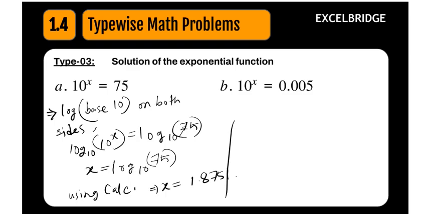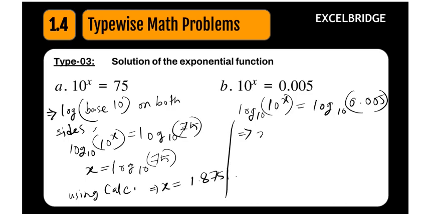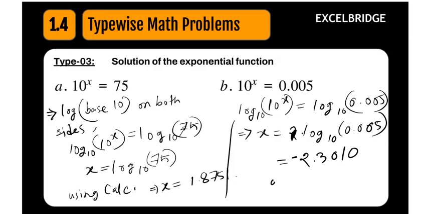So in this type, for a similar problem here, we need to take the logarithm base 10 on both sides. 10 to the power x equals 0.005, so x equals log base 10 of 0.005, and the value is minus 2.3010 using a calculator.